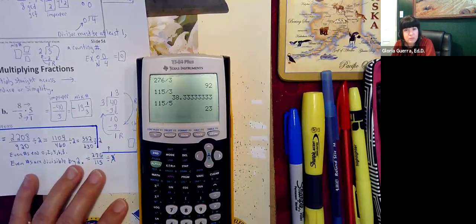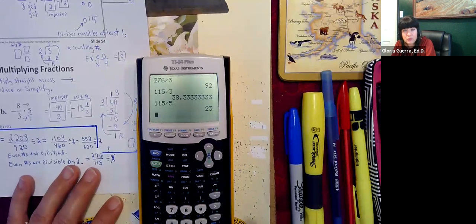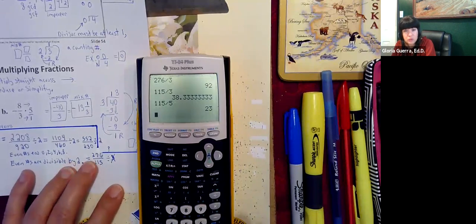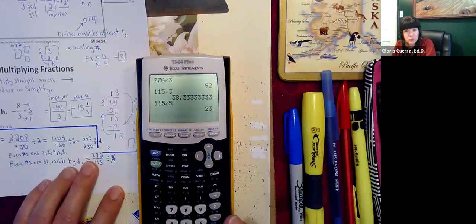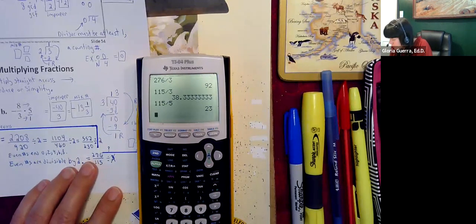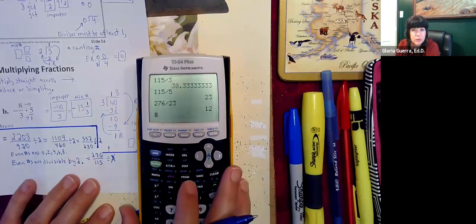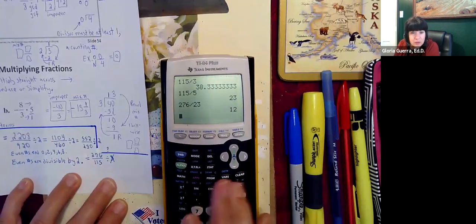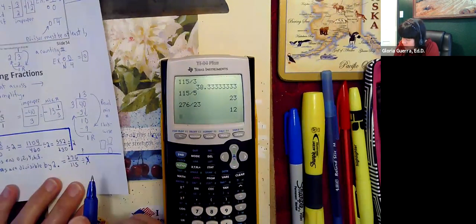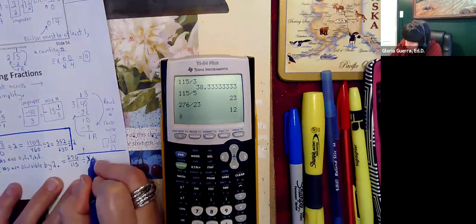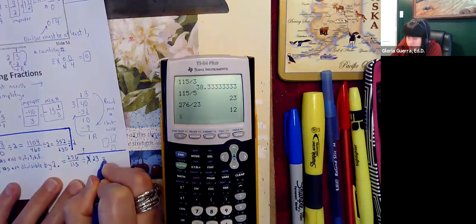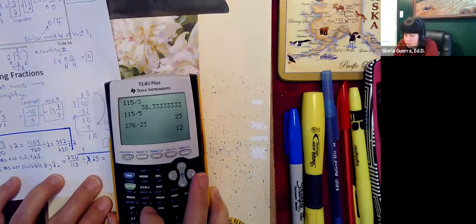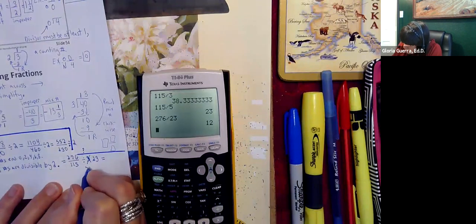So maybe 23 works. Maybe 276 is divisible by 23. So we'll just try it. 276 divided by 23. Well, look at that. It does work. So it looks like this can be reduced by 23. So 3 didn't work, but 23 does work. That would be the greatest common divisor, the greatest common factor.